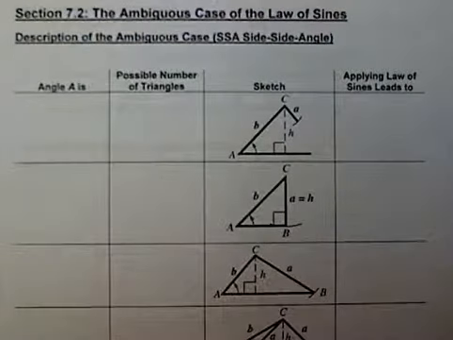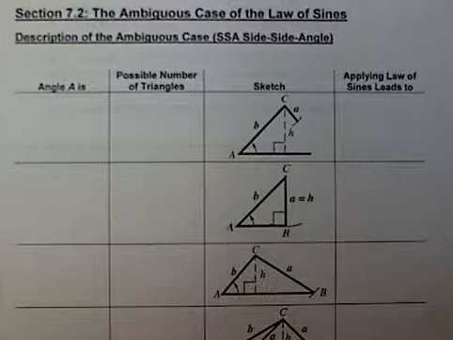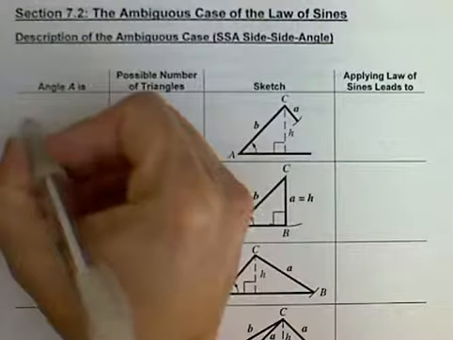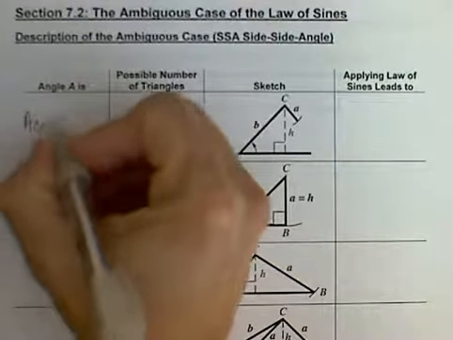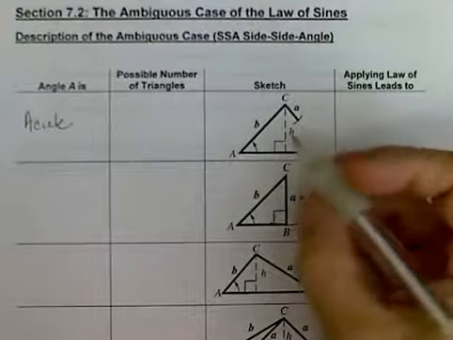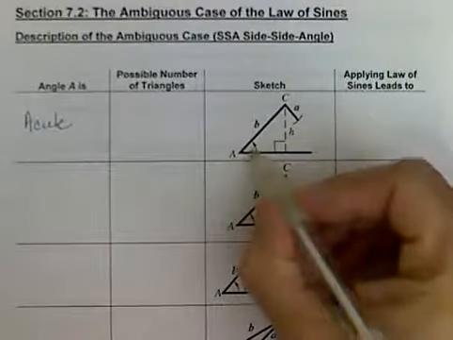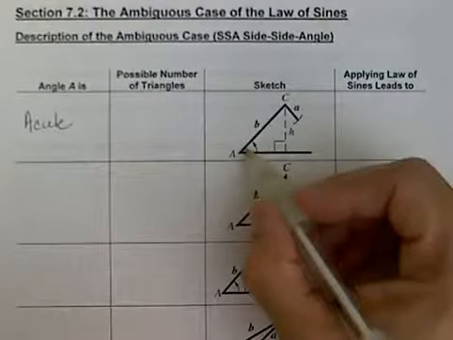On this first page of the notes, we've got several different possibilities. You don't need to memorize these because there are really easier ways to figure out whether you've got no triangle or one triangle or two triangles. But we're just going to talk about each different situation. For our first possibility, our angle A is acute. And in all of these, we're assuming that A is the angle that's at the bottom left of our picture.